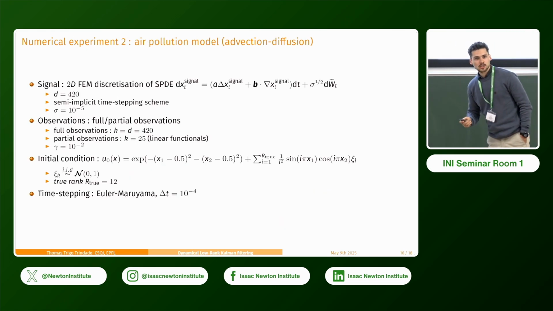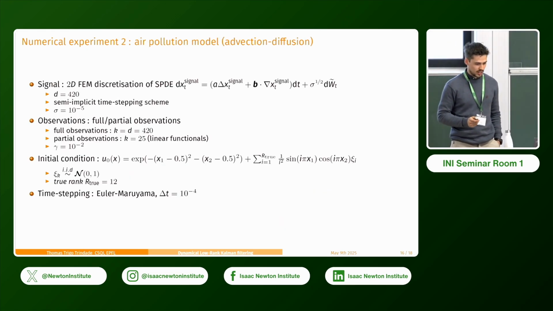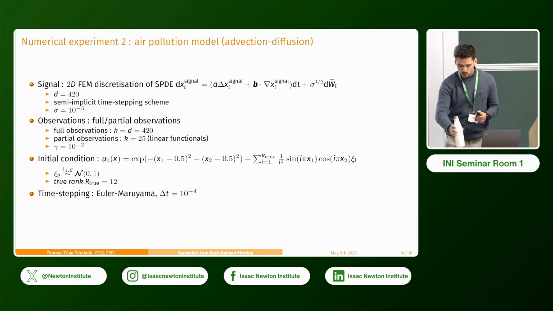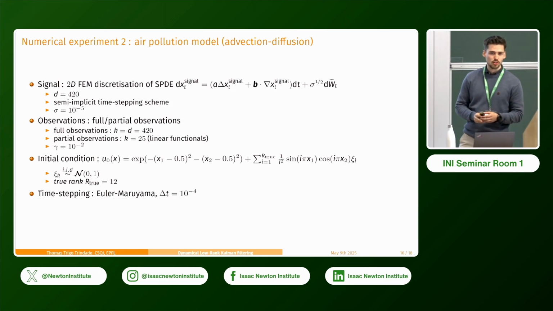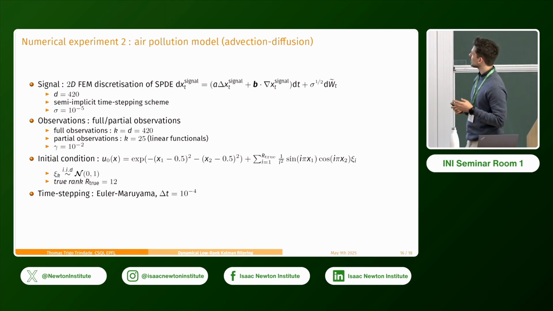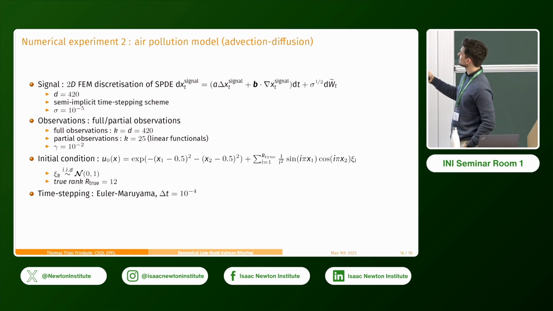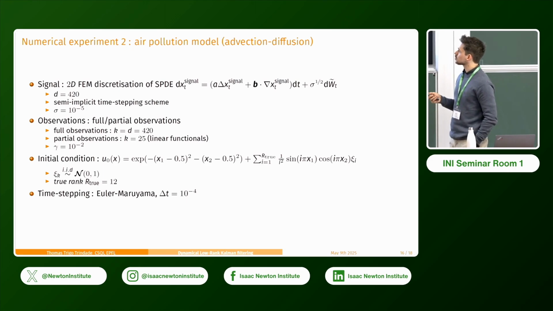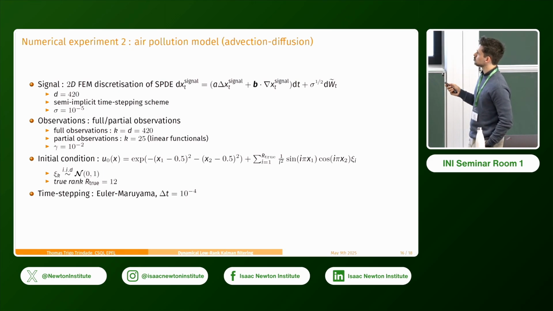Okay, now I just want to spend the last few minutes to discuss the second example that we have, which is again based on this idea of looking at air pollution models. This one is a bit more advanced, as we are looking at a 2D finite element discretization. You have a signal which is given by this advection diffusion model here. We discretize it using a finite element method, also on a higher grid, and there are quite a few bells and whistles that you have to play to make it work.